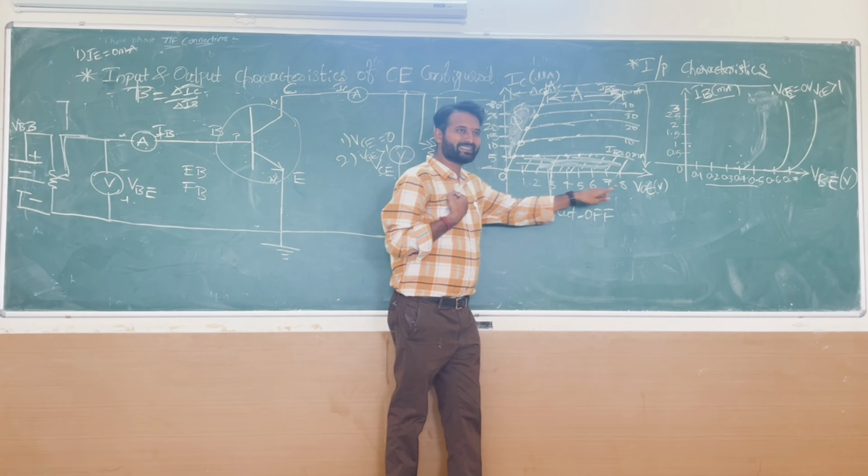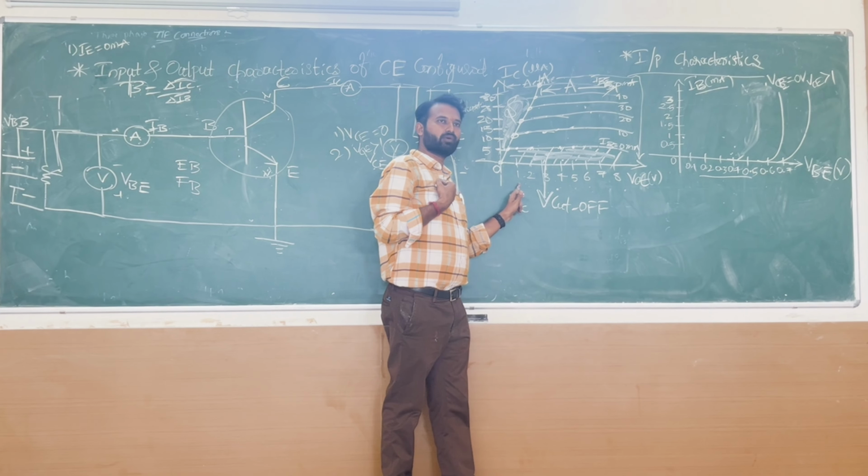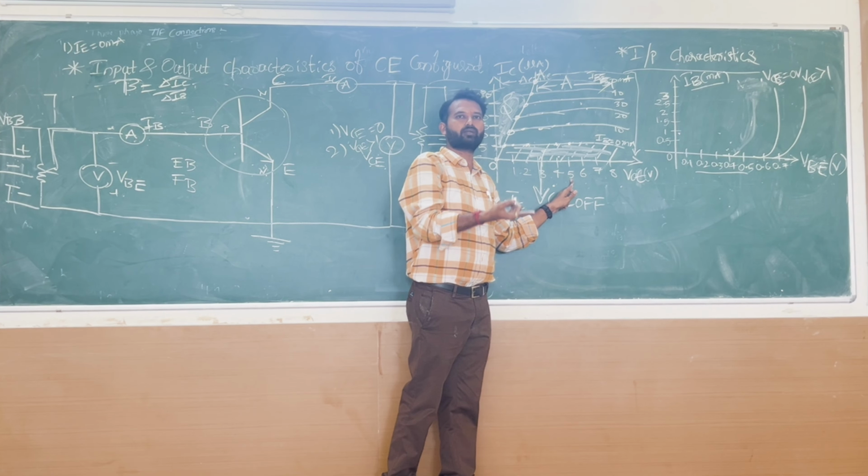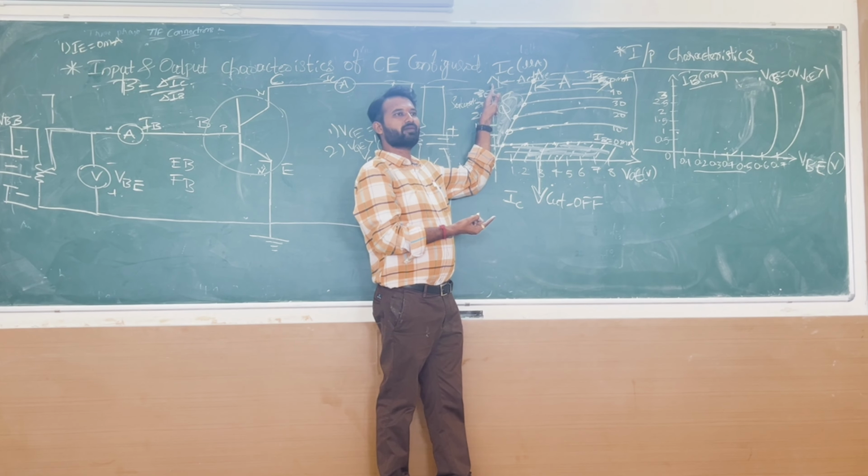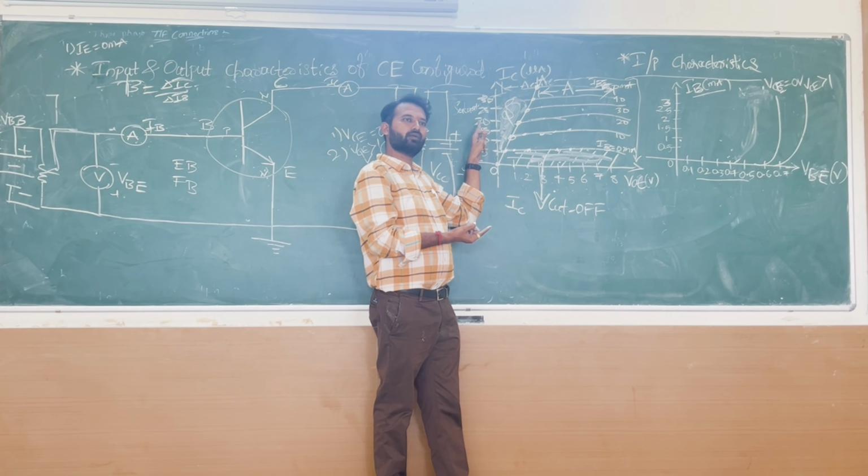And vary VCE: 1, 2, 3, 4, 5, 6. What will I note down? IC. What is our y-axis? IC. I will note down IC.